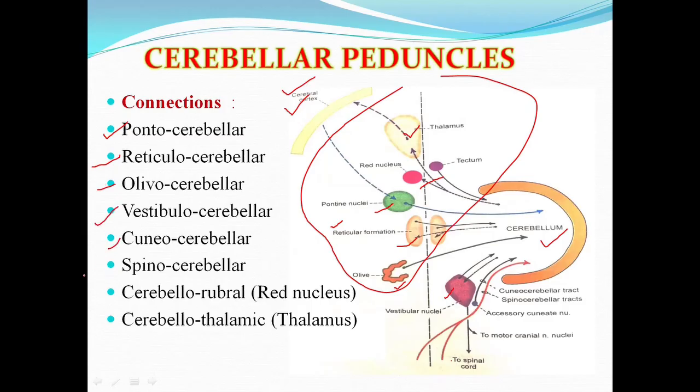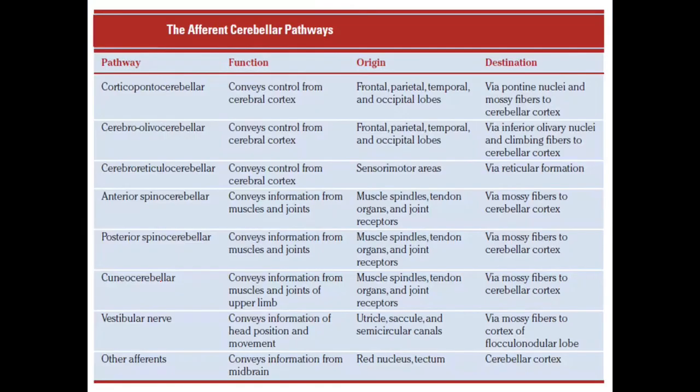vestibulocerebellar, cuneocerebellar, spinocerebellar. So these are all your afferents, and through efferents again from cerebellum through red nucleus and thalamus I exit as cerebello-rubral and cerebello-thalamic. So this is a logical understanding. You're supposed to understand where I started, through whom I went, and where I have landed. So the afferent pathway you're supposed to understand. Hereby they give you more clarity about what I have conveyed.